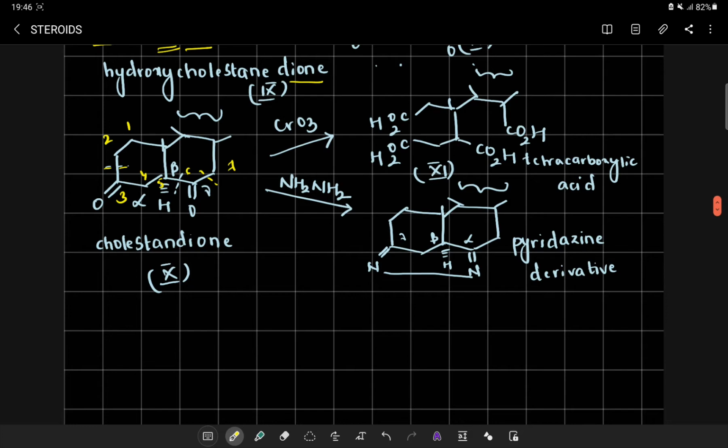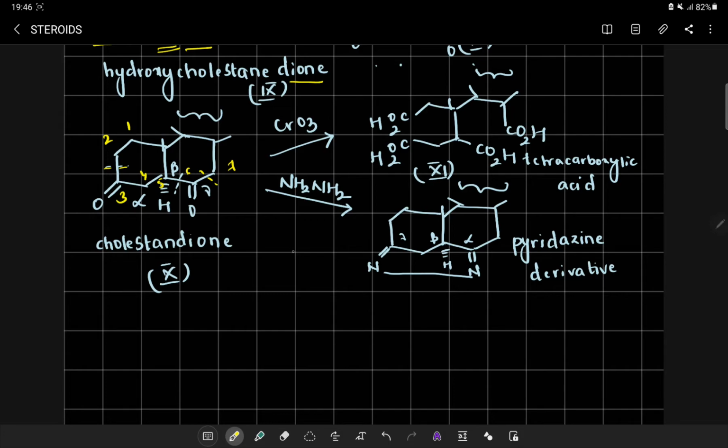Further, the same cholestane dione, when I observe it, has in the alpha, beta, gamma system a presence of this gamma system carbonyl carbon.